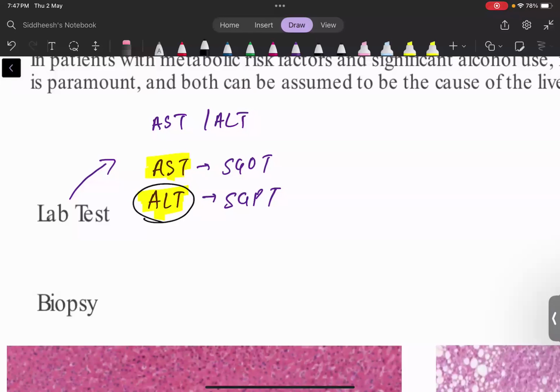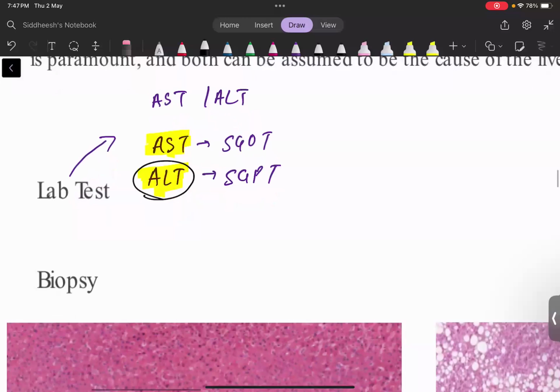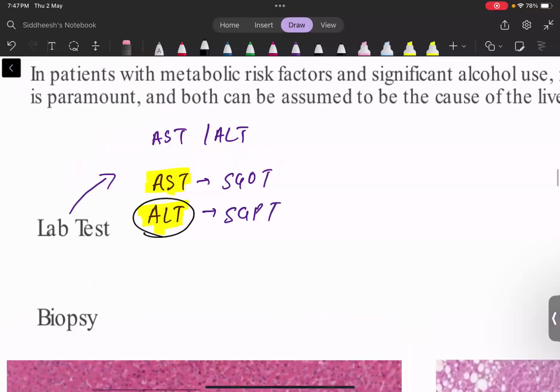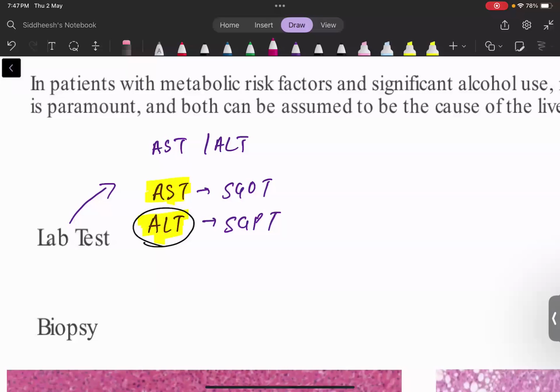Okay, perfectly fine. Now suppose you are seeing some lab report and you found that AST and ALT are elevated. Patients will of course lie to you that "I'm not alcoholic, I don't drink alcohol," but you should be able to distinguish between an alcoholic and a non-alcoholic patient. How? Let's discuss. Patients with NAFLD or non-alcoholic liver injury will have a high amount of ALT compared to AST.